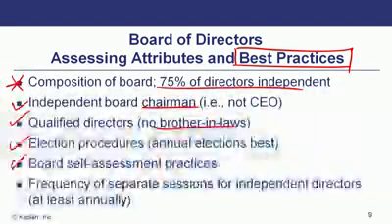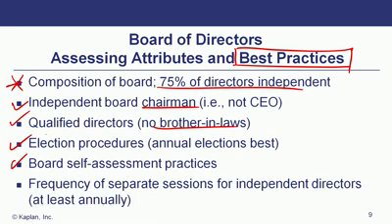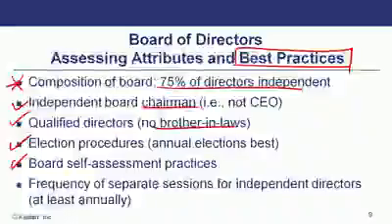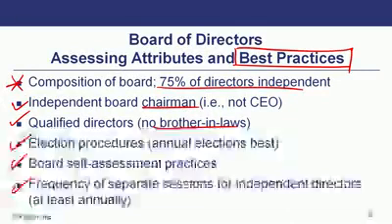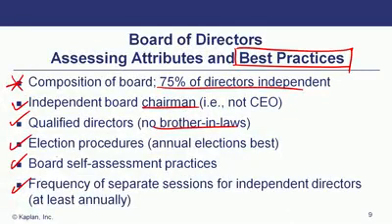So, board self-assessment practices. So, how do they evaluate their own accomplishments? And then the frequency of sessions just for the independent board members. So, we know who's independent, we know who is part of management, and the independent directors should at least annually meet without the insiders to the firm. Why? Because you don't want them to feel constrained or timid about talking about, well, we need to change this, or this performance isn't good, and it's somebody else's baby.